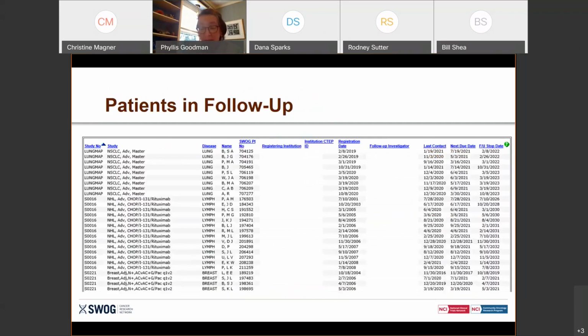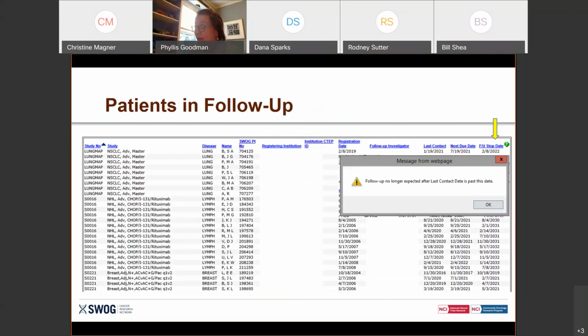This report shows you patients that are being followed still, and on the far right, there's the follow-up stop date. This is the date that follow-up is no longer expected beyond, and so expectations will no longer be posted beyond that date. However, old unresolved expectations will continue to appear.